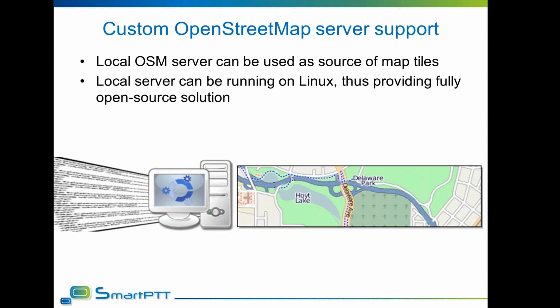SmartPTT now supports an option to specify any address to be used as external OpenStreetMap server, which allows you to establish your own OpenStreetMap server within your local network and use it instead of external online server. You can even use your own set of tiles for this server based on your specific data.